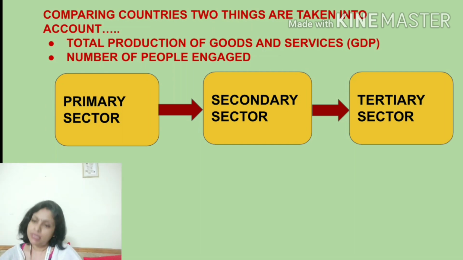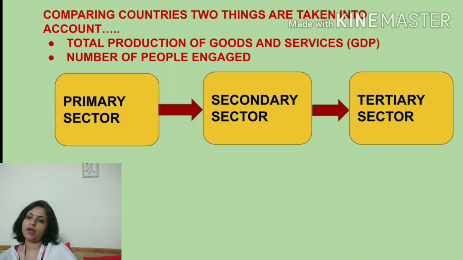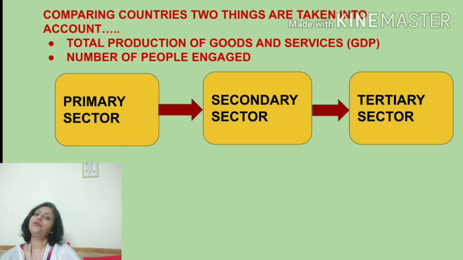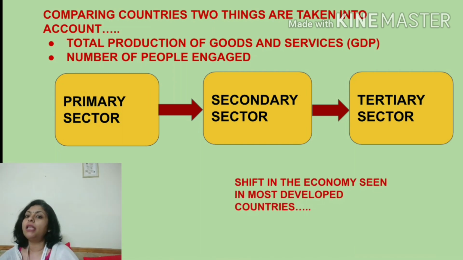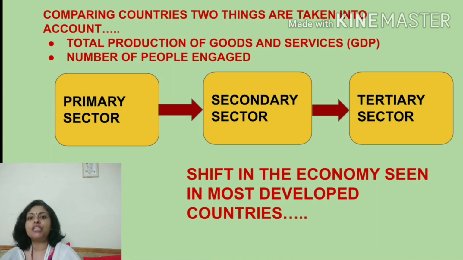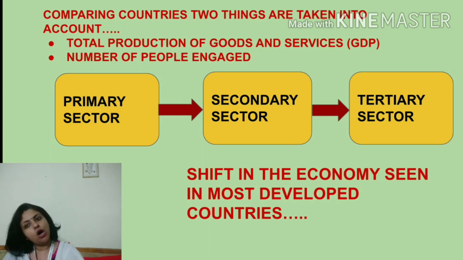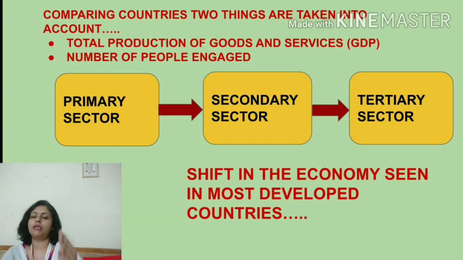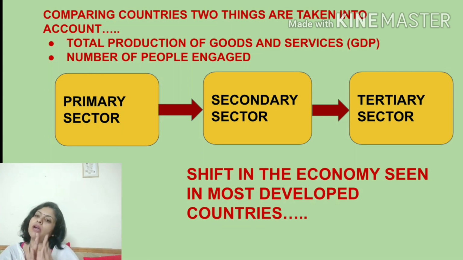So now in this topic we are going to see how this transformation or transition from primary to secondary and then finally to tertiary sector has happened over a period of maybe 100 years in all the developed countries. So we will study the shift in the economy which is seen in most developed countries. Now let's understand how this shift has happened from primary to secondary and secondary to tertiary. When I'm talking about shift in the economy, it means the shift in the importance of that sector.